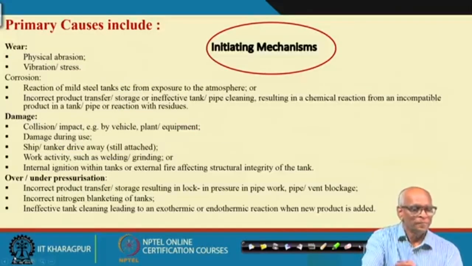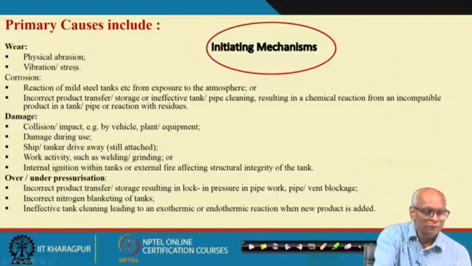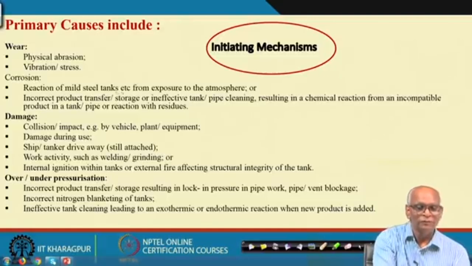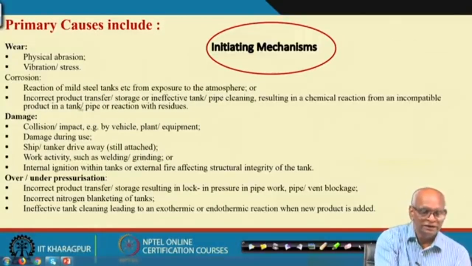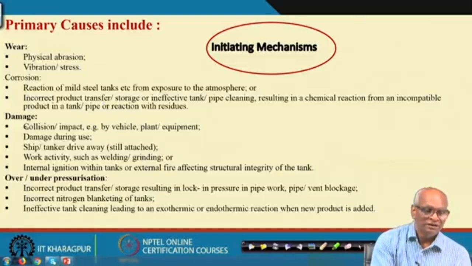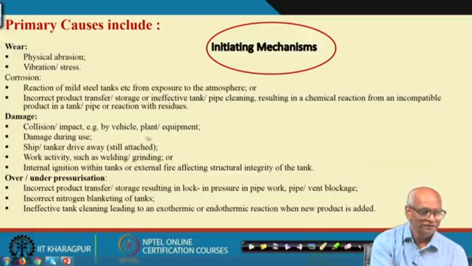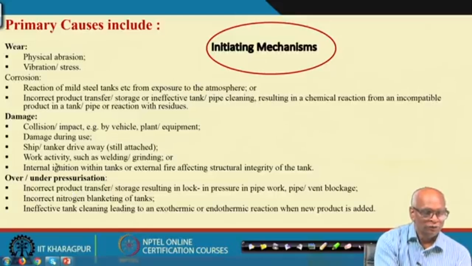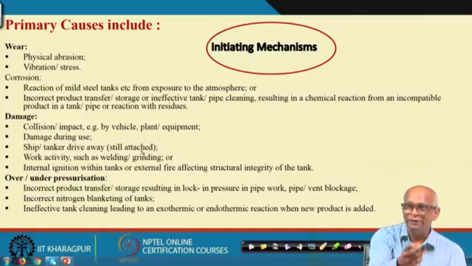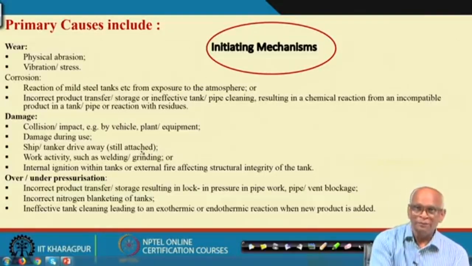Some more initiating mechanisms: physical abrasions, vibration, corrosion. Why will the corrosion happen? Corrosion will happen because of the reaction of the mild steel with the seal, or incorrect product transfer. The product which is supposed to be transferred, you have transferred something different. Damage, collision, impact by vehicles, damage during use, work activity like welding, grinding, which are not supposed to be done. If you have done it, it may damage the whole situation. Over or under pressurization.